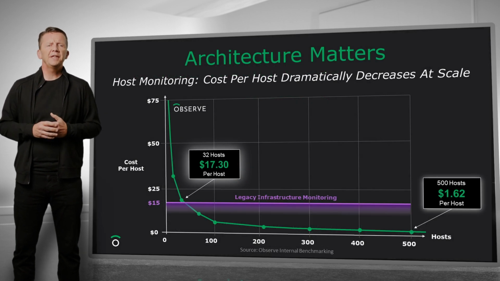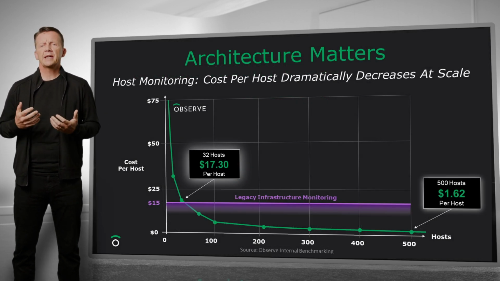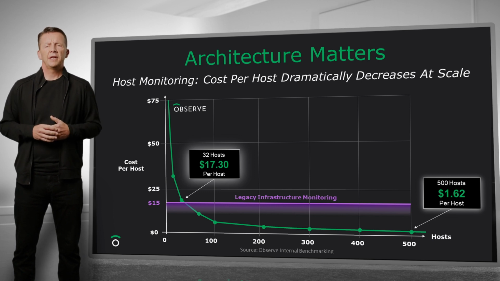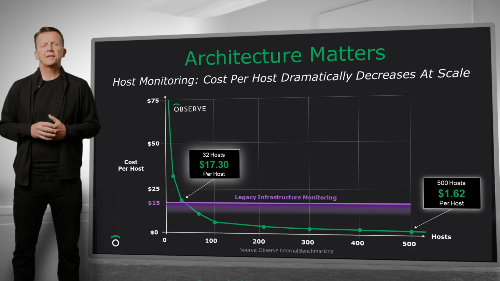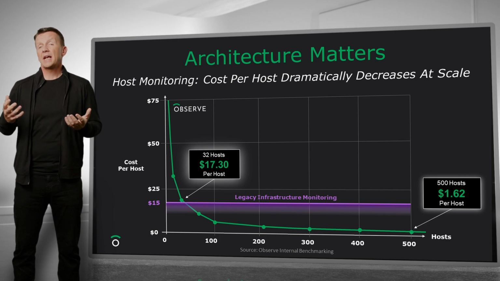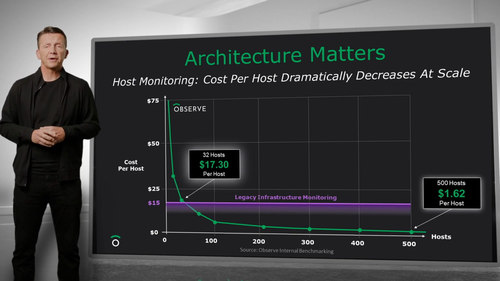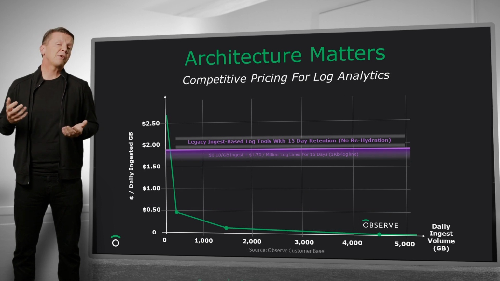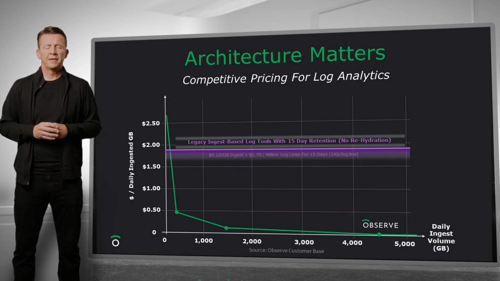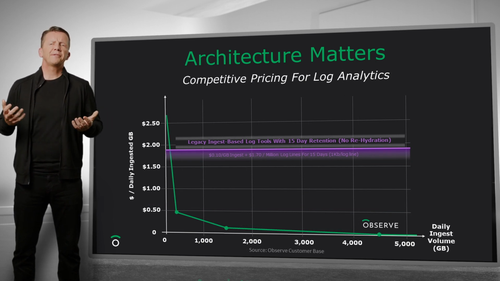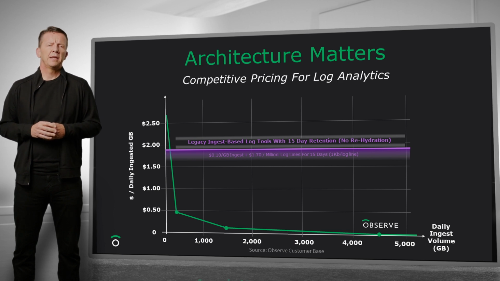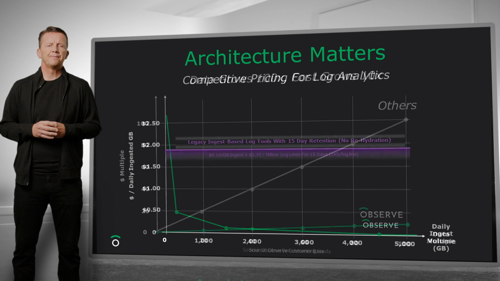Architecture matters. Not only does Observe scale, the more it scales, the more you save. In our benchmarking, Observe is 10x lower cost than leading competitors at scale. This example is from a typical host monitoring environment, but this one is from a Kubernetes logging environment. As you can see, the shape of the chart is exactly the same. At scale, Observe has an order of magnitude cost advantage.